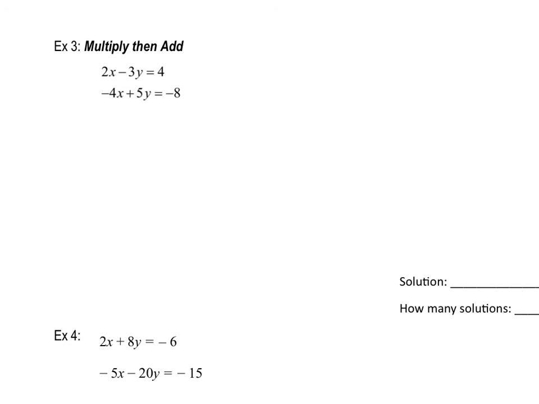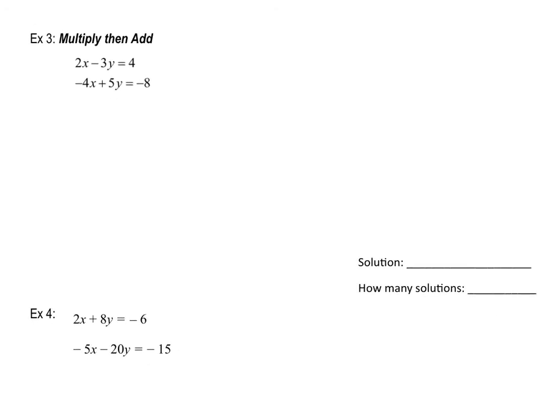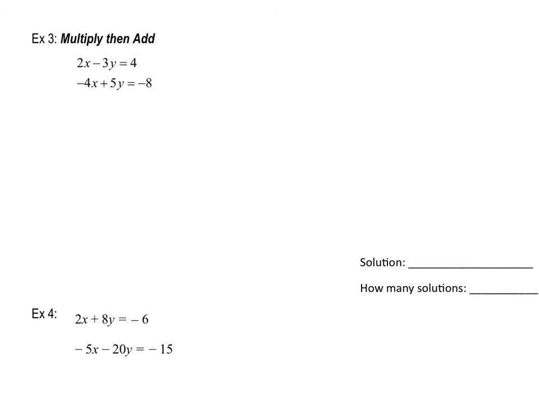All right, now we're going to have to use that necessary step of multiplying. We're not given opposites. Let's look at the next example, number 3 here. And it's a good hint. They do say multiply, then add. But look, the x's are not opposite exactly. The y's are not opposite exactly. They have different signs, but they need the same number, though.